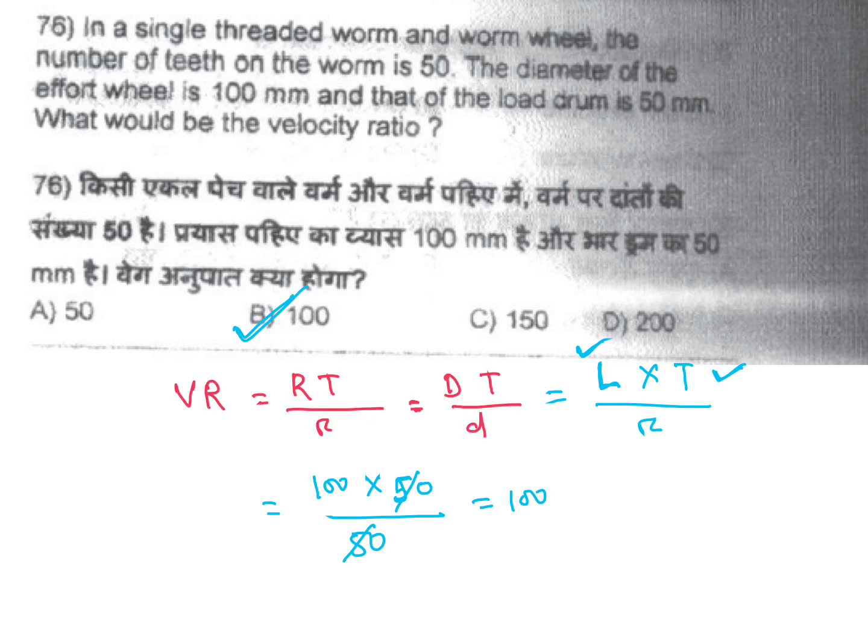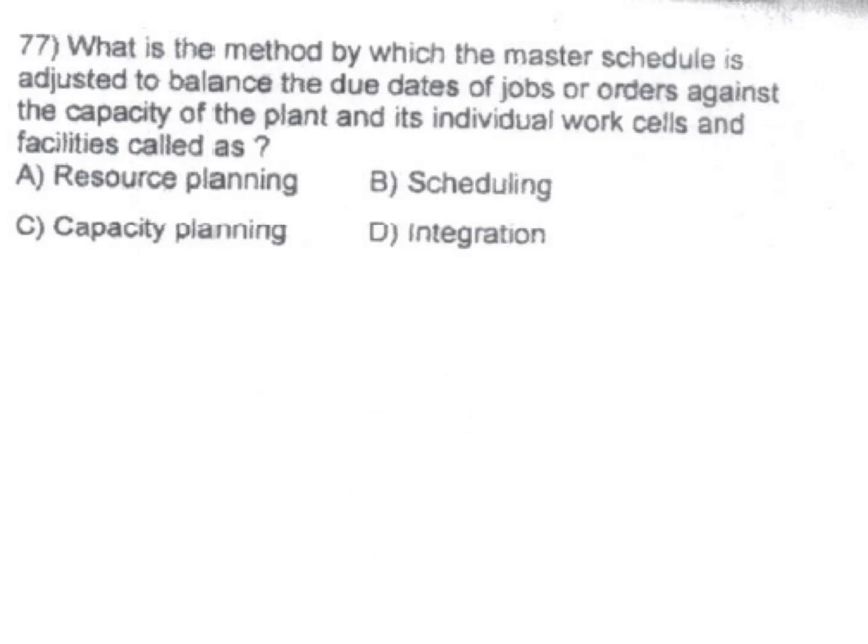Question is, what is the method by which the master schedule is adjusted to balance the due dates of jobs or orders against the capacity of plant and its individual work cells and facilities called? A. Resource planning, B. Scheduling, C. Capacity planning, D. Integration. Scheduling not possible.